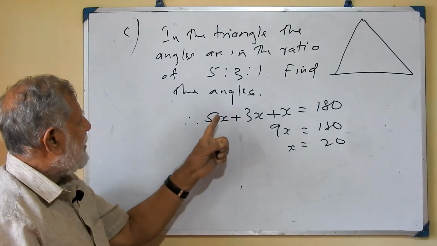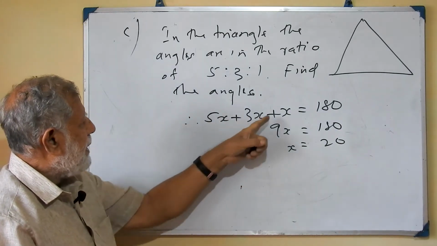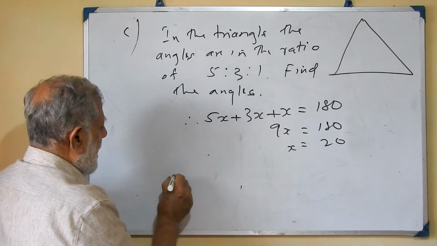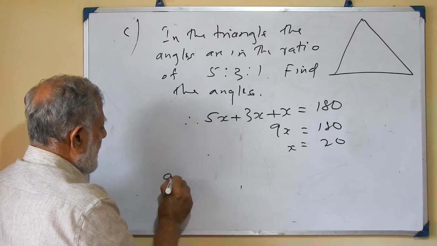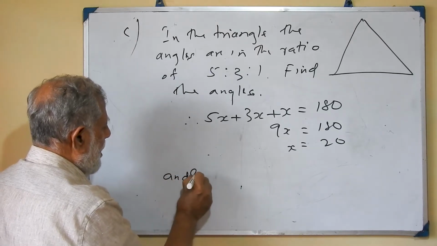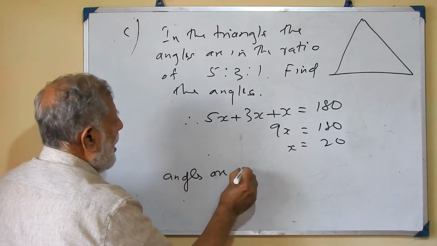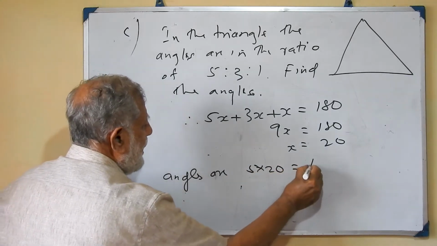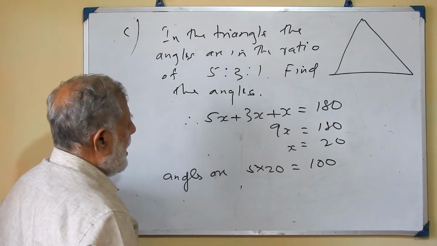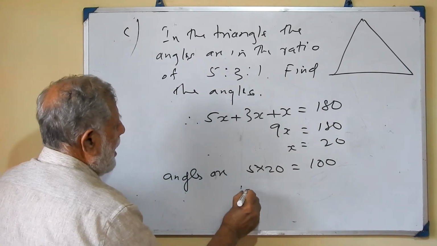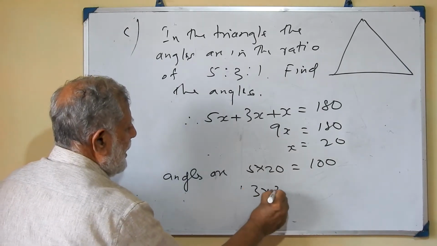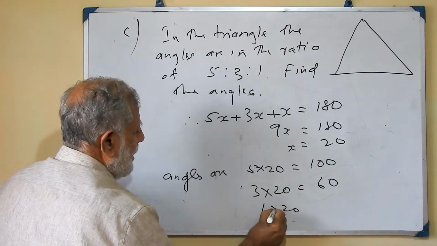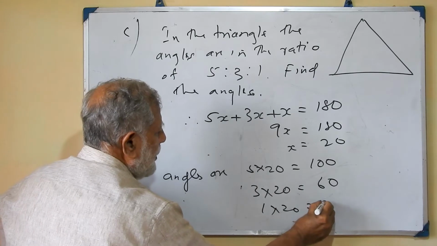So the angles are 5x, 3x and 1x. The angles are 5 into 20, that is equal to 100, 3 into 20, that is equal to 60, and 1 into 20, that is equal to 20.